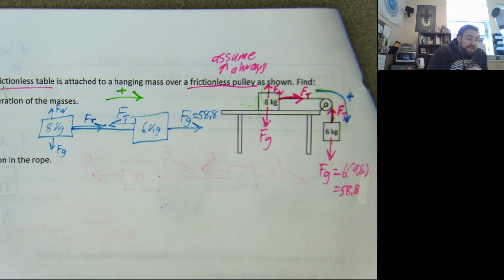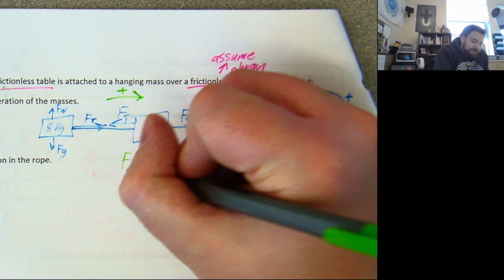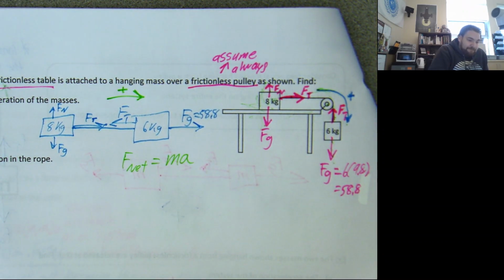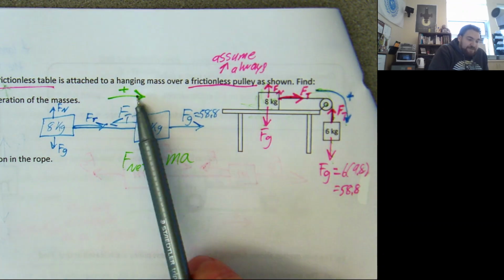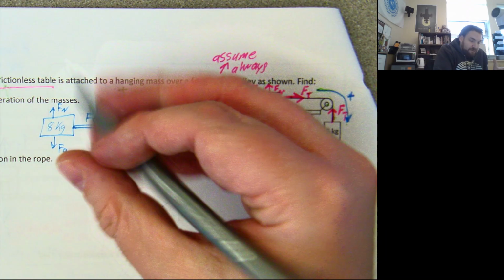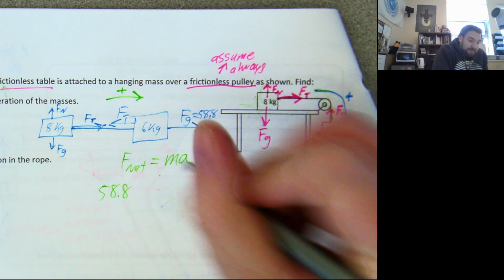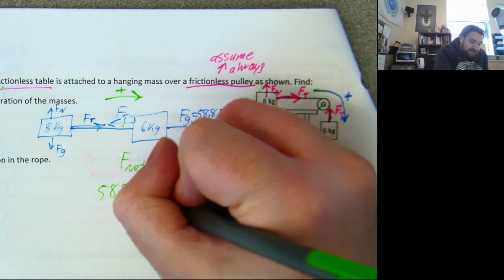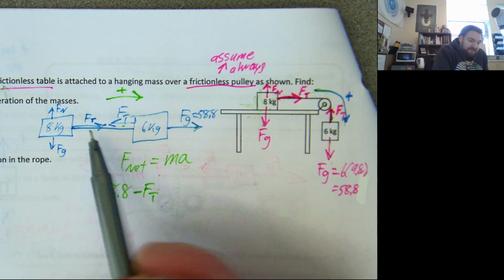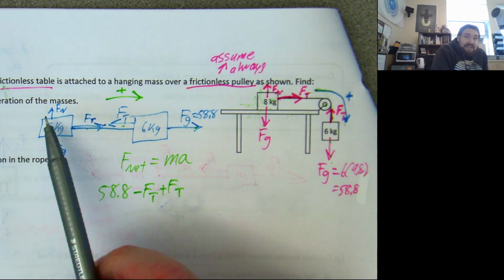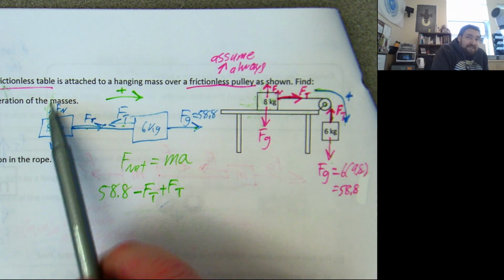So now we can go through and we can find the acceleration. F net equals ma. If to the right is positive, start at the right and start labeling your forces. We're going to have this 58.8 is going to be positive because it's acting to the right. That's acting to the left, so it's going to be minus Ft plus Ft. And that's it. These two cancel each other out.